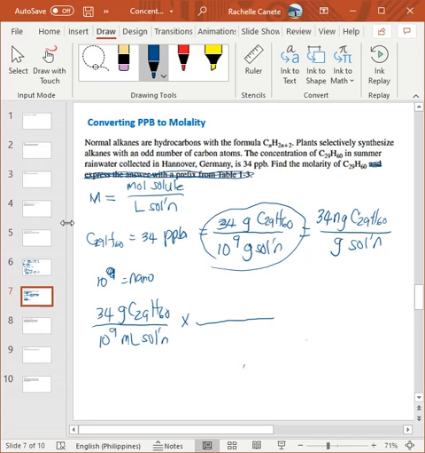So, we can just use the molar mass, which is 29 times 12 plus 60 times 1.008, which gives 408.8. So, there's 408.8 grams of C29H60 for every 1 mole of C29H60. Okay? That means, that's how much? 34.